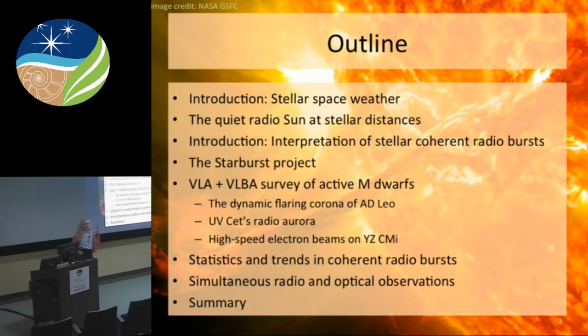So first I'll start by telling you guys a bit about space weather and space weather around other stars, and then look at what's the baseline of the radio emission coming from the sun that we can expect to see all the time in other stars. Move on to coherent radio bursts, which is the tool that we use for looking for space weather events on other stars. And then I'll go through some of the projects and data that I've been working with.